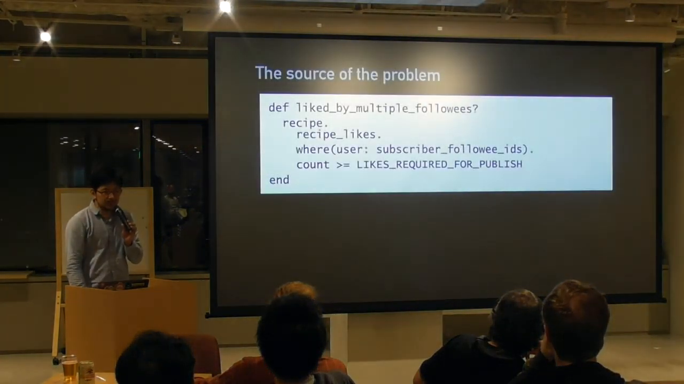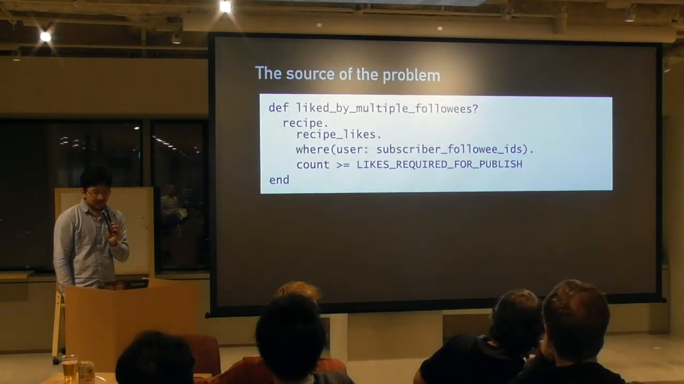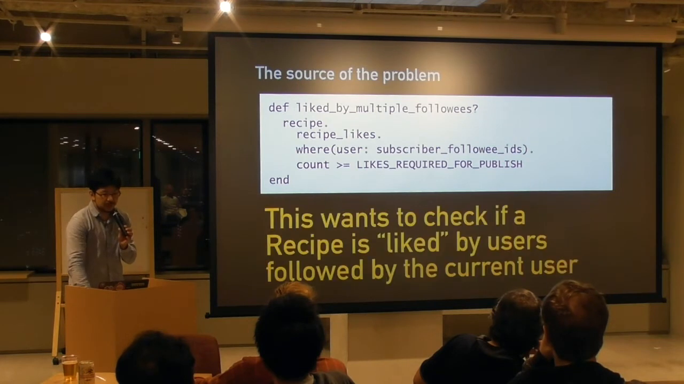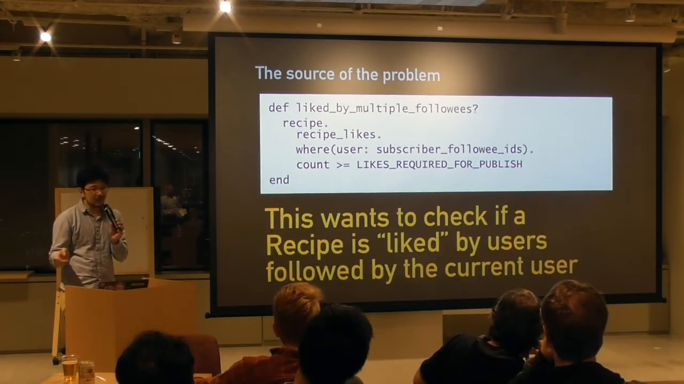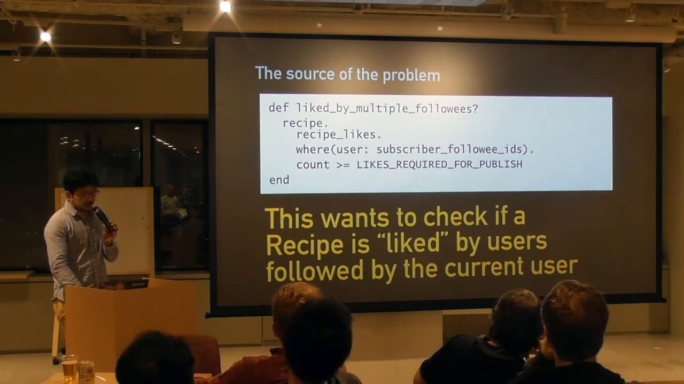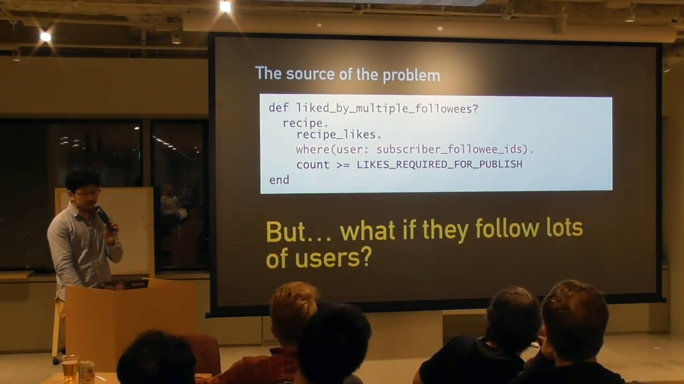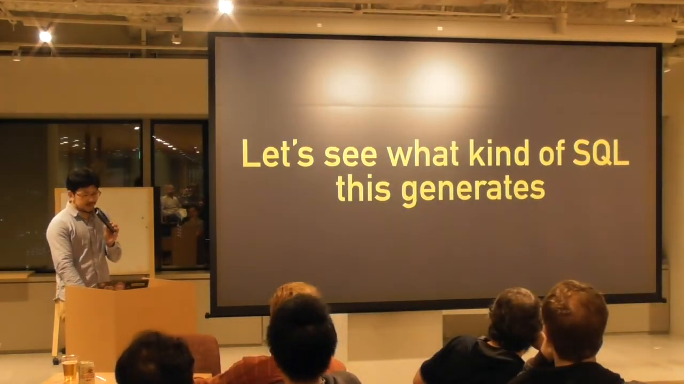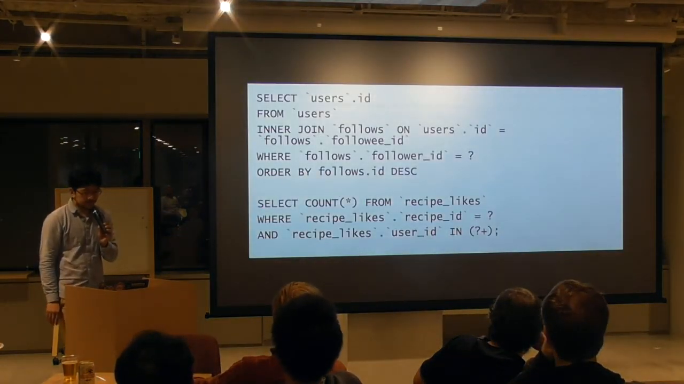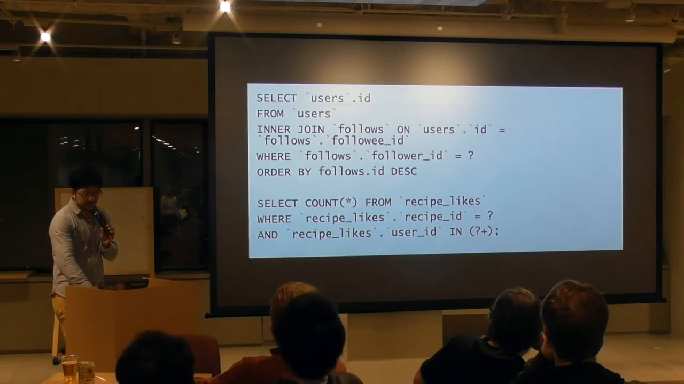The source of the problem actually looks quite innocent. The method here says "liked by multiple followees". What it wants to do is check if a recipe is liked by users who are following the current user. But the problem is if you are following a lot of users. The SQL this generates looks a little bit like this. And here we've got this IN clause that we're talking about, this IN at the back.